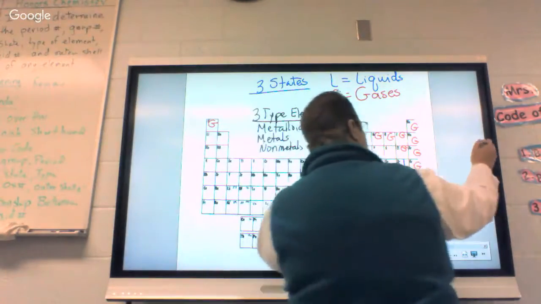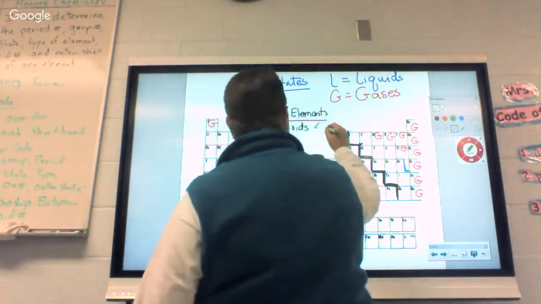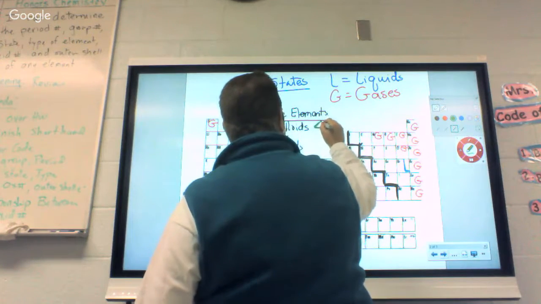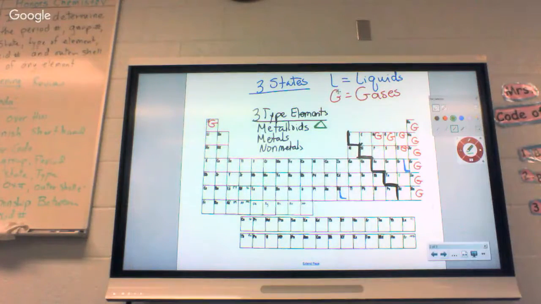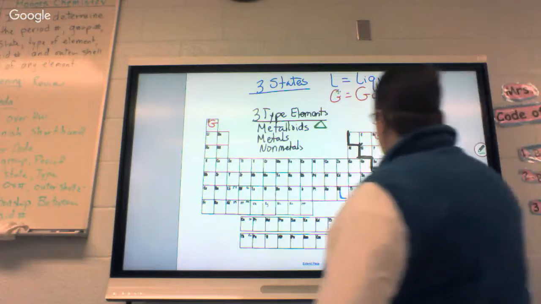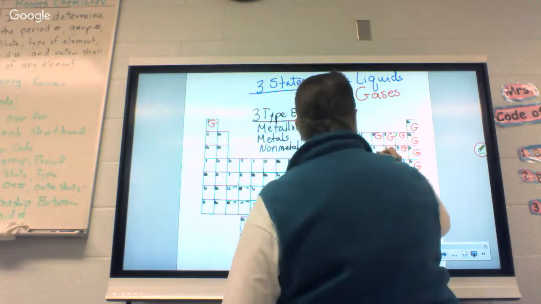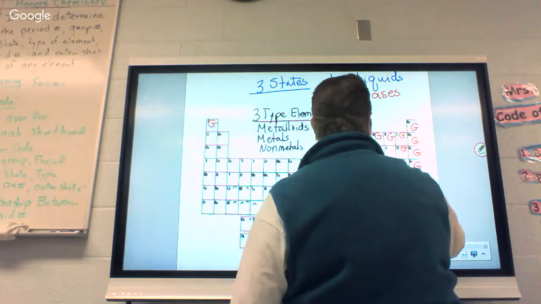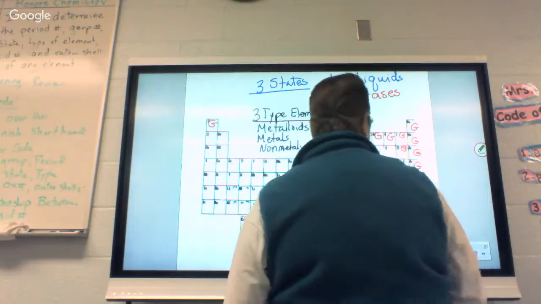For the metalloids, I'm going to use a green triangle. Now, this is the only thing that we don't agree on. Depending on the periodic table you look at, depending on the textbook you look at, there are different elements labeled as metalloids. Why? I have absolutely no idea. The ones that everybody agrees on are these 5.